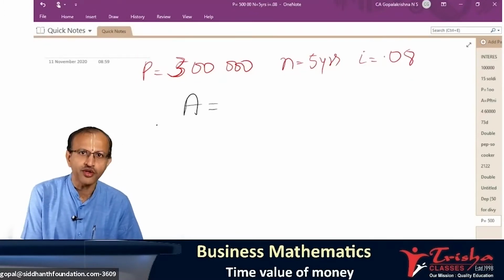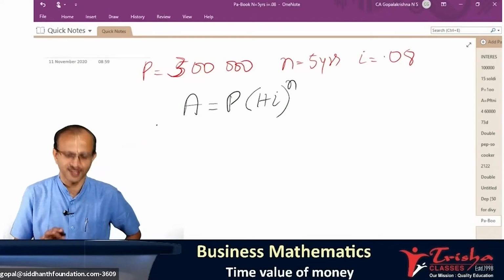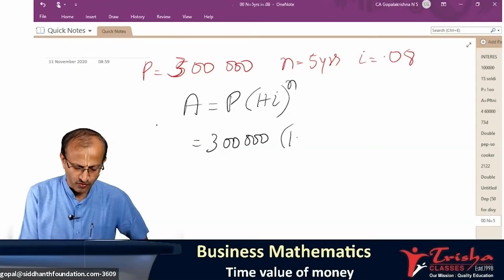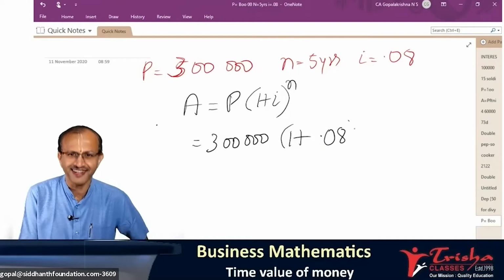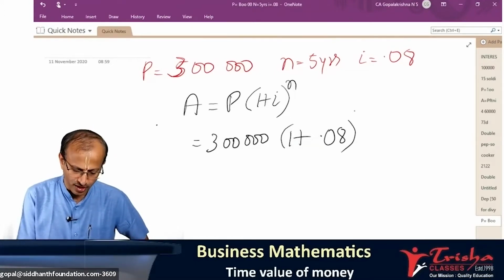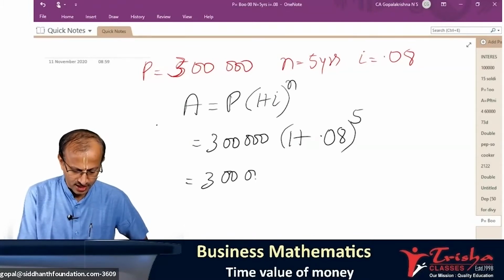Super. Students, solution. You know the formula. A is equal to P into (1 plus I) to the power N. Any confusion? No? Okay. I will write here 3 lakh very clearly, today's money. 1 plus 0.08. Don't write 0.8 in a hurry. Up to 10, 1.08 will come, to the power 5. 3 lakh into 1.08 to the power 5.